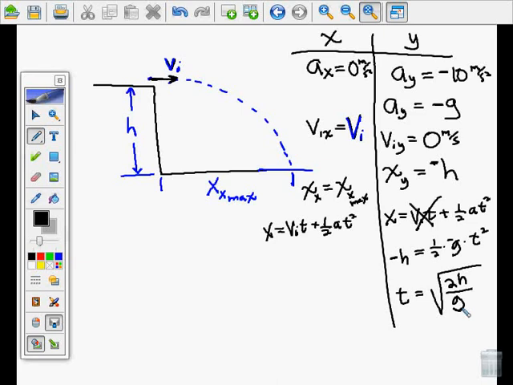And then over here, the acceleration in the x direction is 0, so that term goes. So, the x max is going to equal the initial velocity, which was given, times the time. But what's the time? Square root 2h over g.